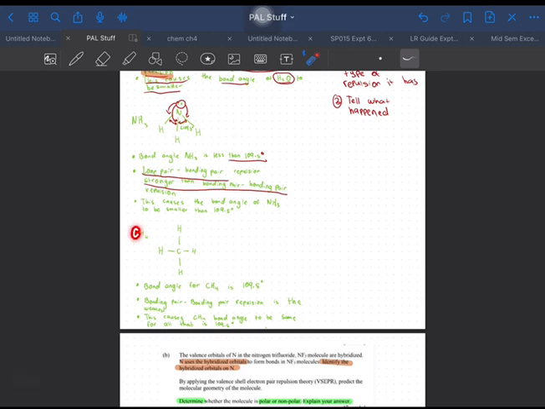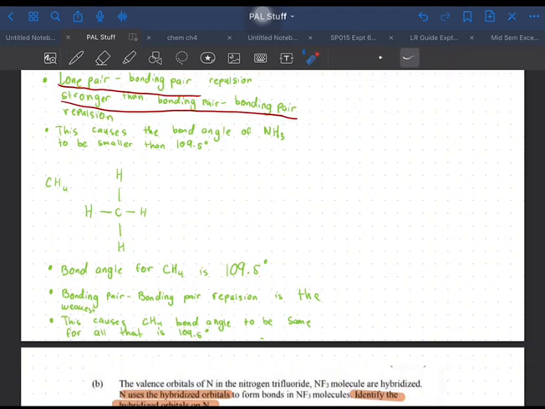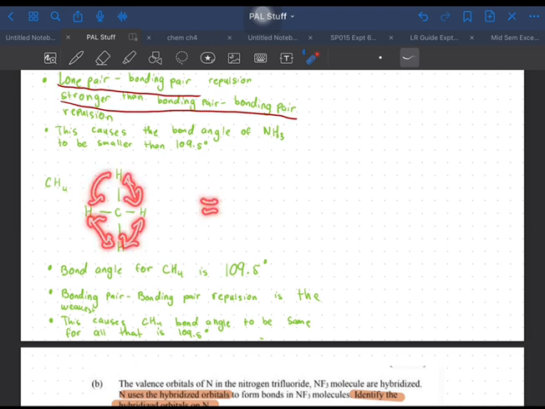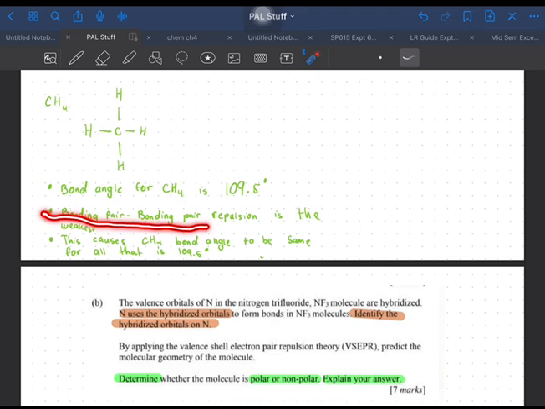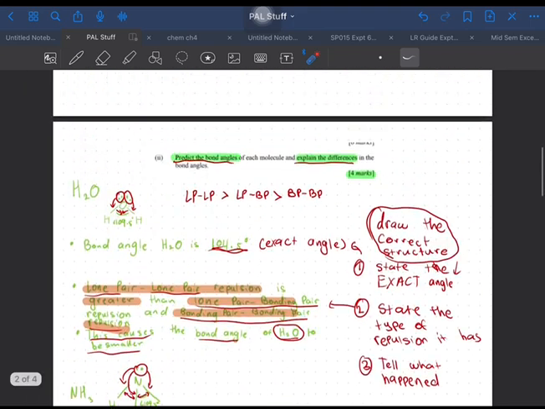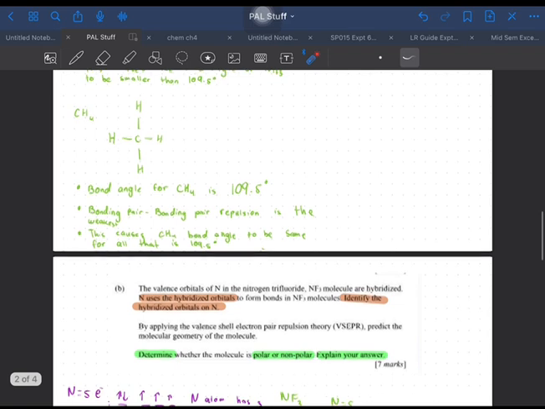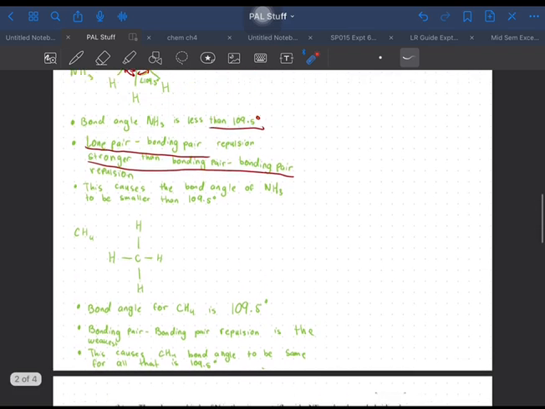Same for the CH4. Okay. For CH4, since the strength of all the bonding pair repulsions are equal, the bond angle for CH4 is 109.5 degrees, and just take the type of repulsion it has. It has bonding pair repulsion, which is the weakest, because we know it's the weakest, and this causes the CH4 bond angle to be the same for all, that is 109.5.